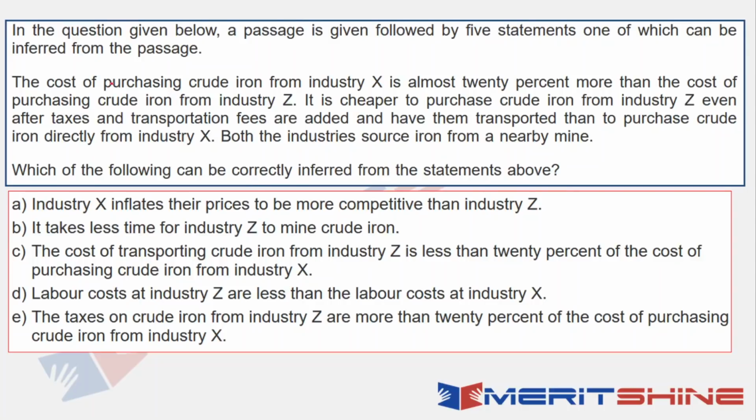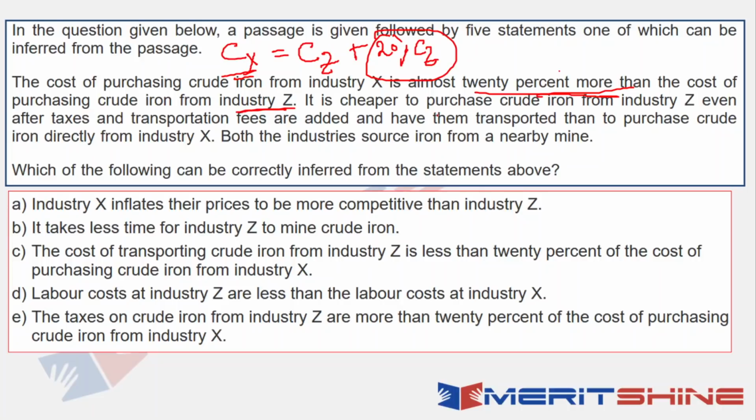Done? Okay, let's see. The cost of purchasing crude iron from industry X is almost 20% more than the cost of purchasing crude iron from industry Z. So basically what he is saying is that the cost of crude iron from X is equal to the cost of crude iron from Z plus 20% of the cost of Z, right? So this is the extra. 20% of the cost of Z is added, and that makes the cost of buying crude iron from X.